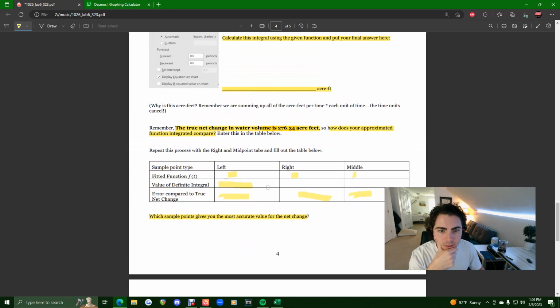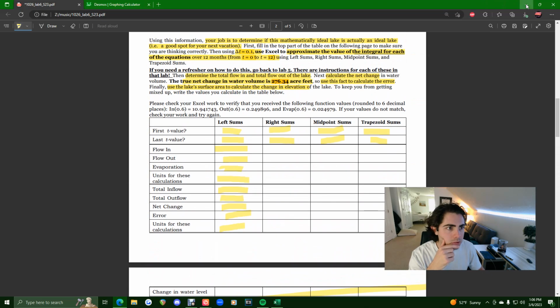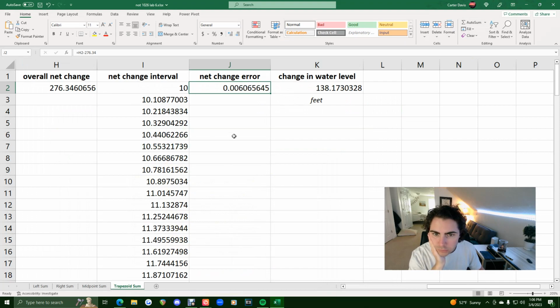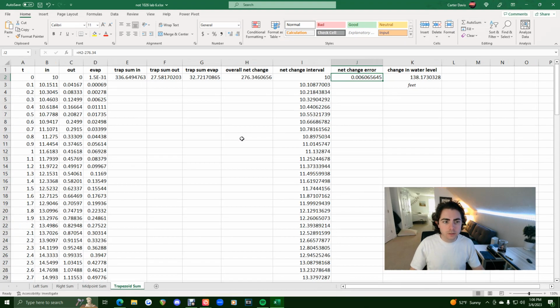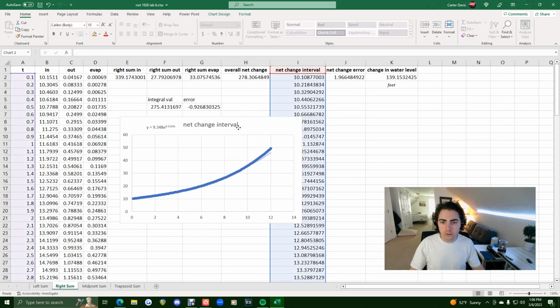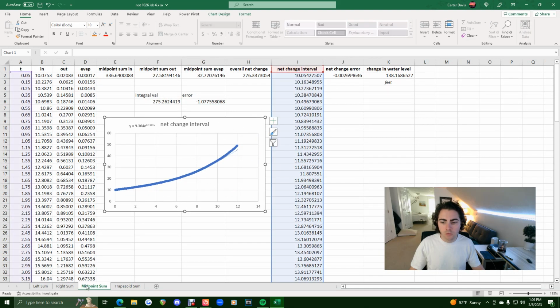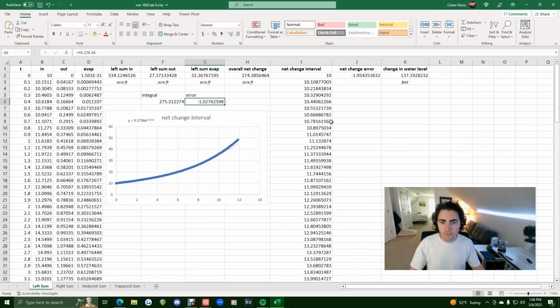That's pretty much it. That's the whole lab, I think. Let me get a good shot at all these other screens we worked on today. Got the interval graphs, trapezoidal sum. All right, I think that wraps it up.